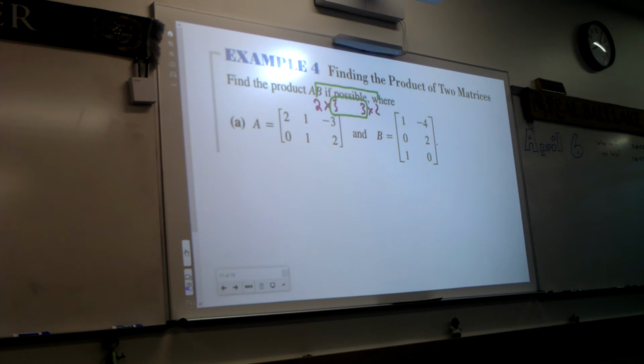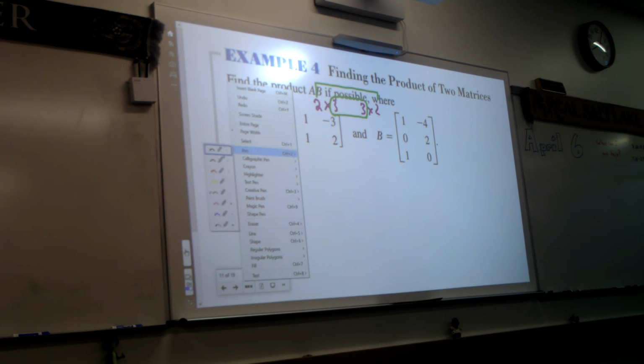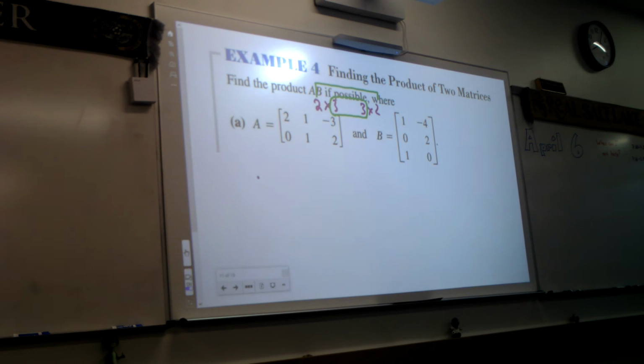So now I'm going to just write this out because I feel like it's easier when they're right next to each other. Okay? So I'm going to take 2, 1, negative 3, 0, 1, 2. And we're going to multiply that with 1, 0, 1, and negative 4, 2, 0. Did I copy that down right?